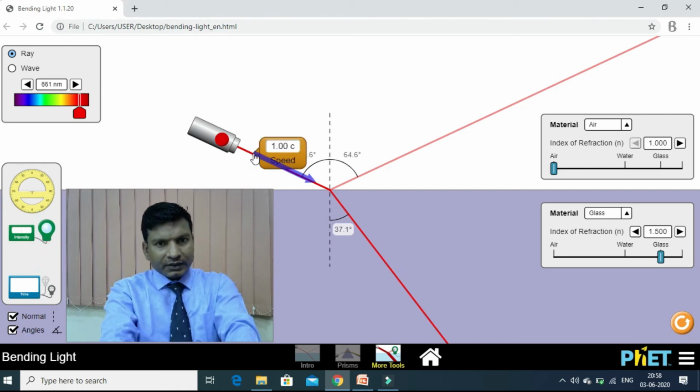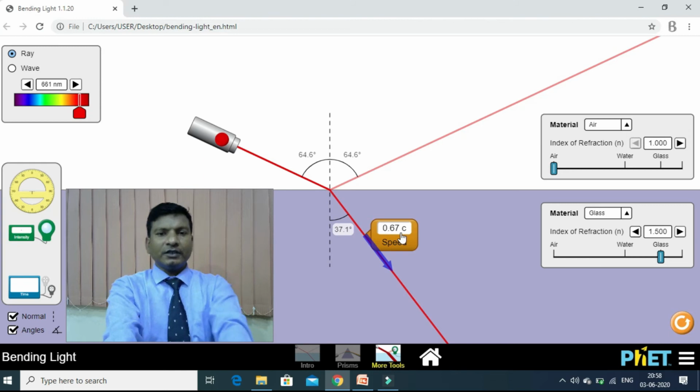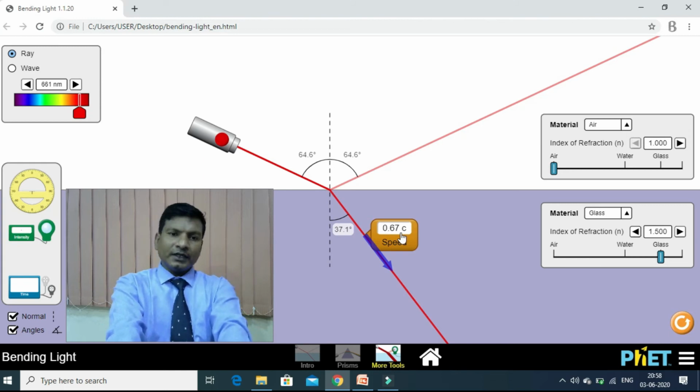This is in the air medium, therefore the speed is showing 1c. Now let's see the speed in this medium, how much is it becoming. This is the glass medium, speed in the glass medium is becoming 0.67c. That means less than the speed of light in the air. In the air, the speed of light is 3 into 10 to the power 8 meter per second, whereas the speed of light in the glass will be 2 into 10 to the power 8 meter per second.